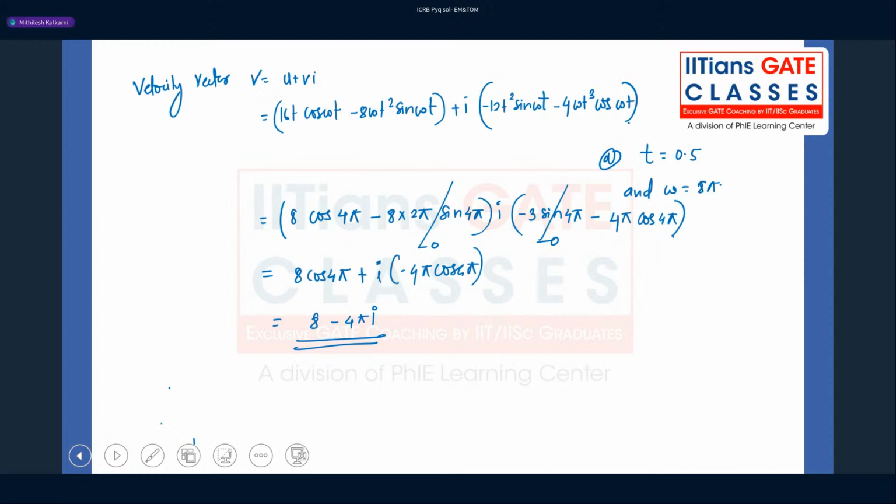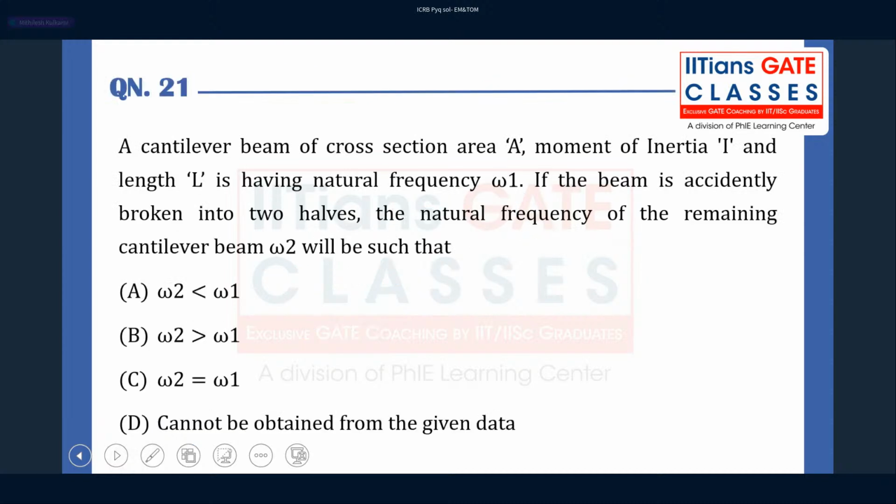Coming towards the next question is from the vibrations topic. We have a cantilever beam of cross-sectional area A and the moment of inertia I and the length L having natural frequency omega 1. If the beam is accidentally broken into two halves, the natural frequency of the remaining cantilever beam omega 2 will be such that omega 2 is less than omega 1, greater than omega 1, or equal to omega 1, or can't be determined.